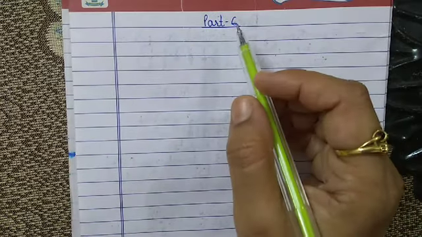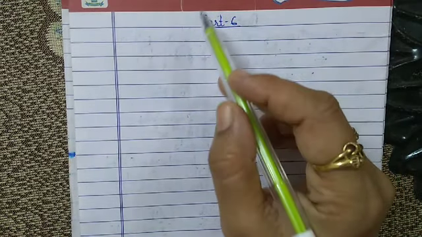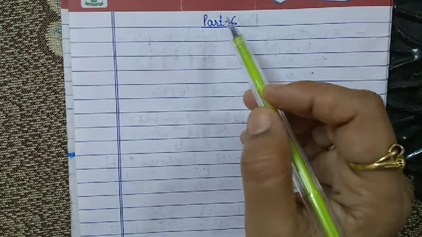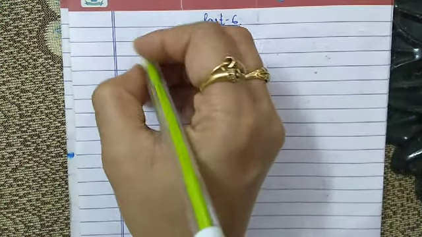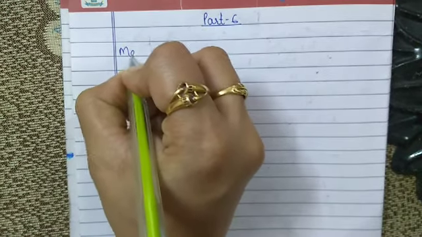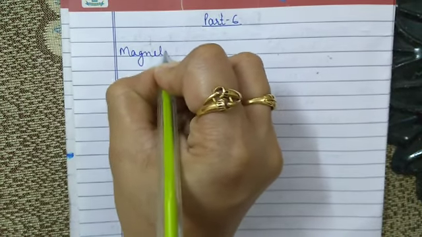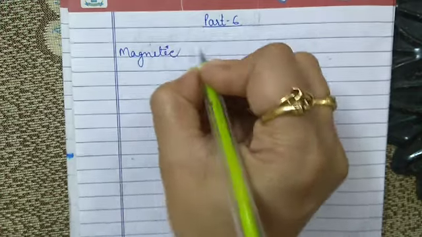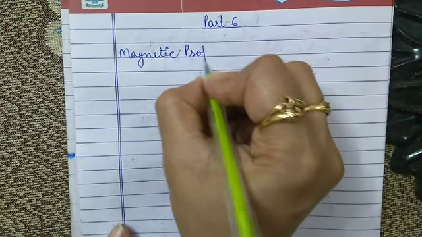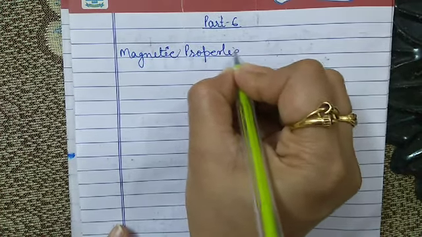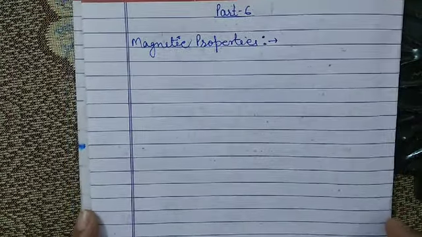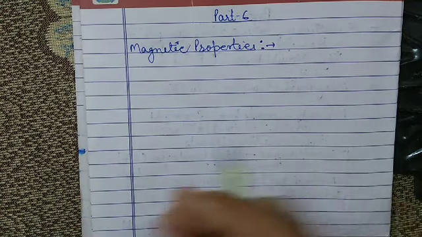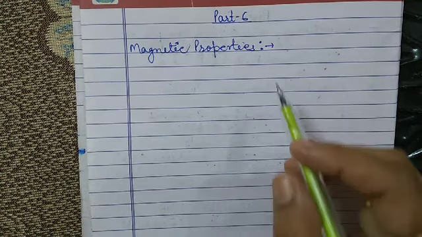Good morning, everyone. Part 6 of the lesson on the d and f block elements is the lanthanoids. We are talking about the lanthanoids. In part 6, the first heading is magnetic properties. Magnetic properties means the magnetic properties of the lanthanoids, because we are discussing the lanthanoids.